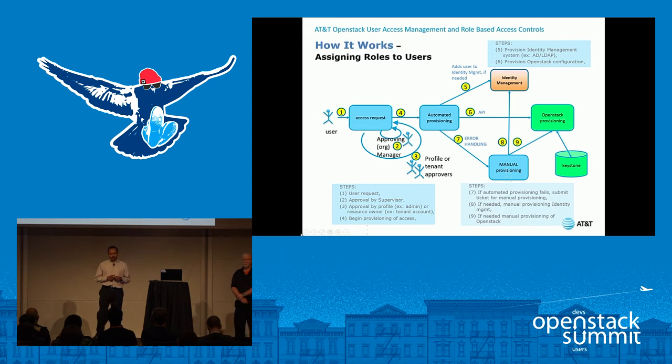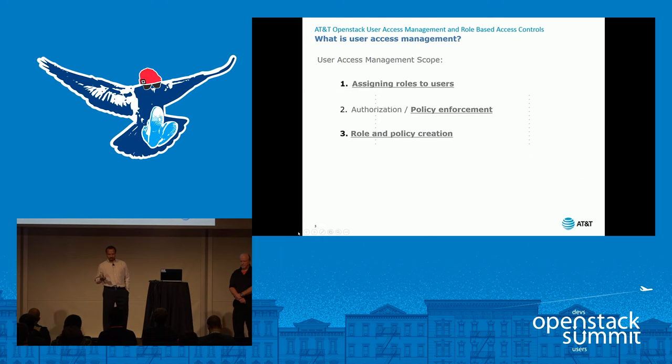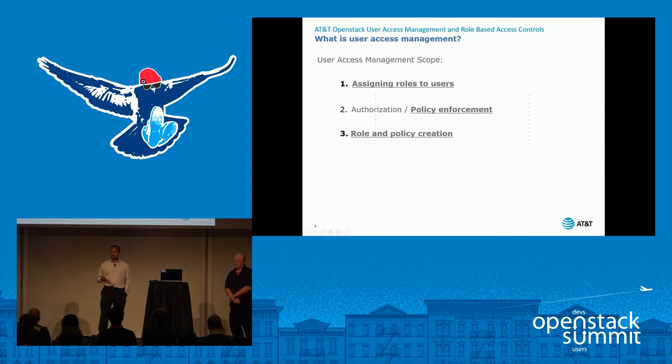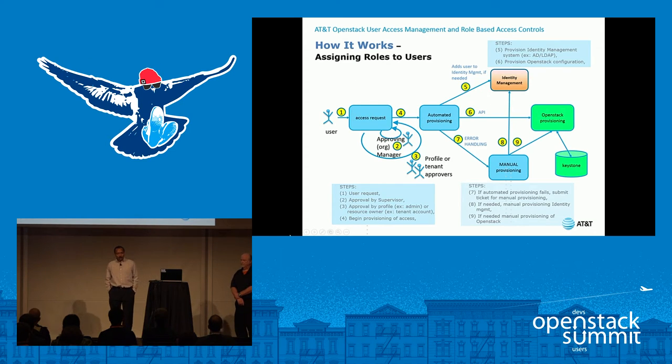Once the request has been approved, through automated provisioning we provision the user access into the identity management system, and from there into the OpenStack environment. If for any reason the automated provisioning did not work, that's what we call error handling, wherein the same steps are performed through a manual process so that we can provision the user's access into the identity management system and also the OpenStack space manually.